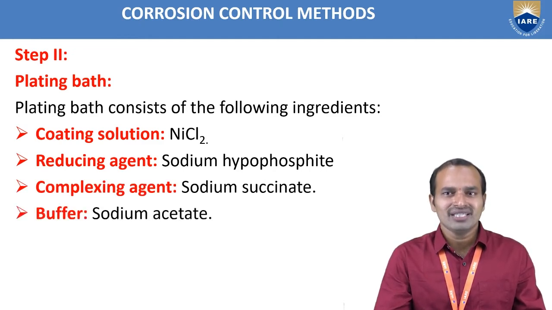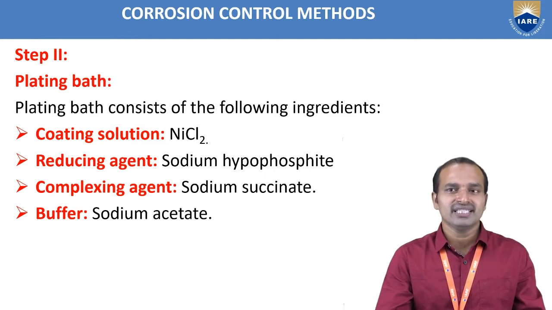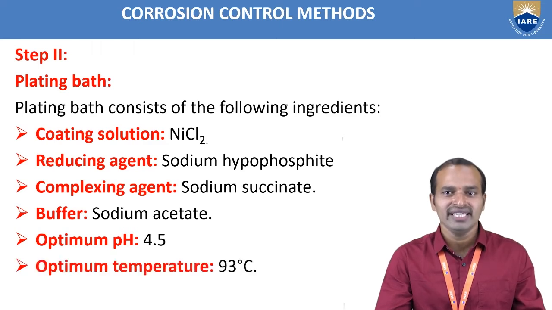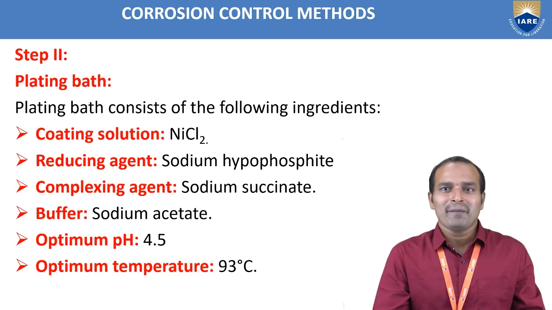In the plating bath, which coating are we giving? Electroless nickel coating. So the coating solution is nickel chloride, the reducing agent is sodium hypophosphite, the complexing agent is sodium succinate, and the buffer is sodium acetate. The optimum pH value is 4.5, and the optimum temperature we use is 93 degrees centigrade. So that is the plating bath.